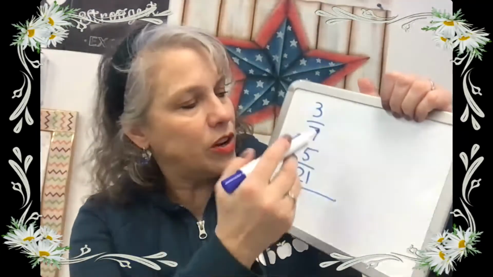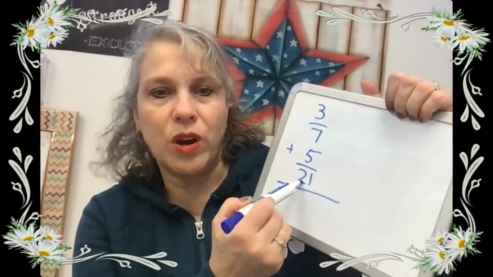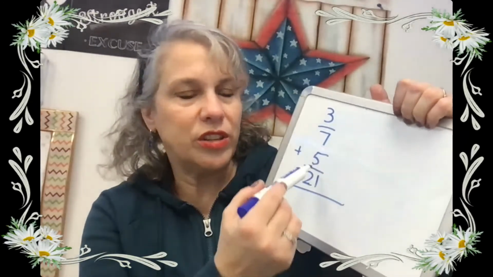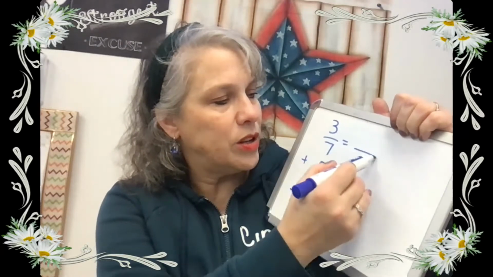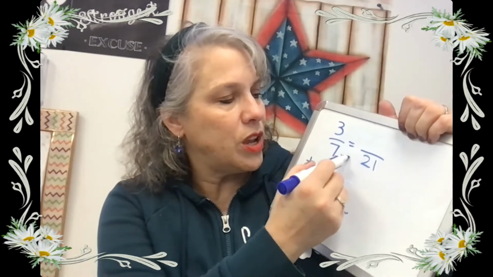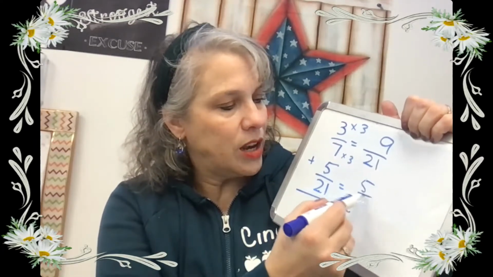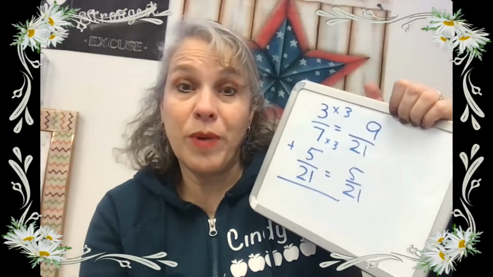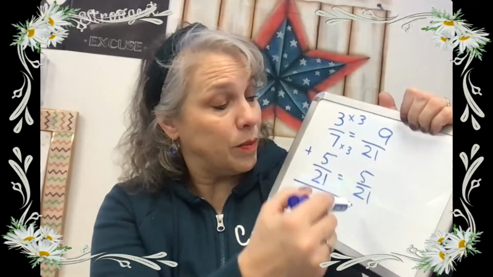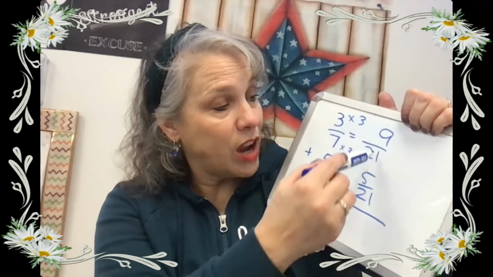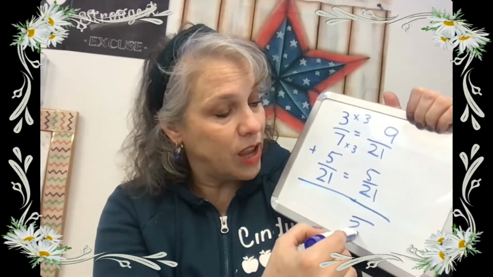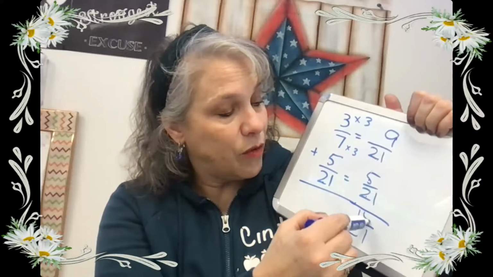For example, if I had 3/7 plus 5 over 21. Okay, so I already look and I say, well, 7 goes into 21. So I don't have to change this one. I just change the top one. So this one would be 7 times 3 is 21. 3 times 3 is 9. Okay, and I keep that one the same. And now I go back to my original rules about adding fractions. I keep the denominator the same, add 9 and 5, I get 14.